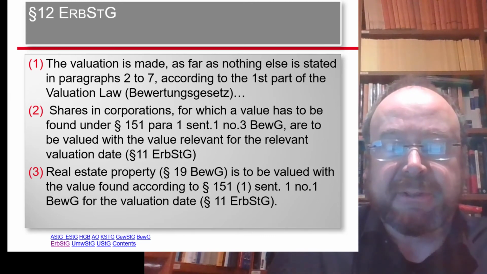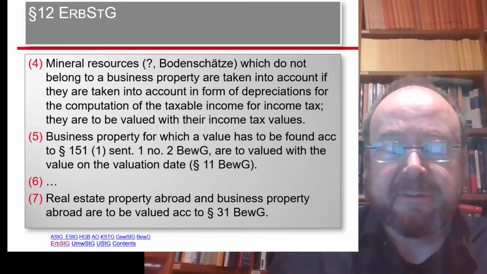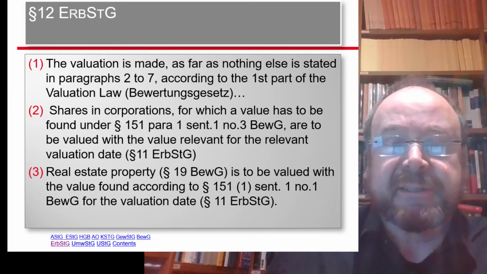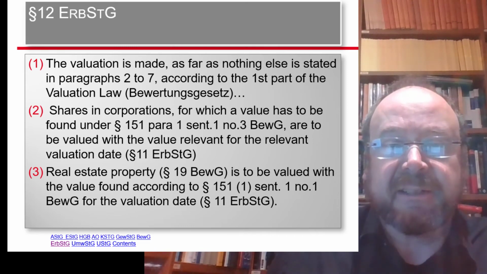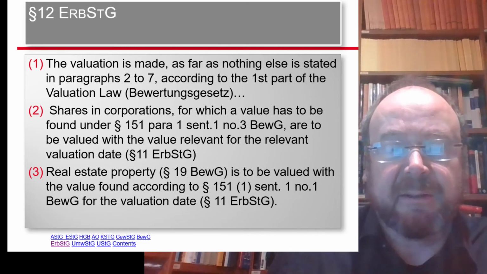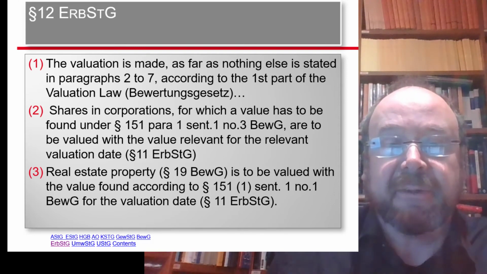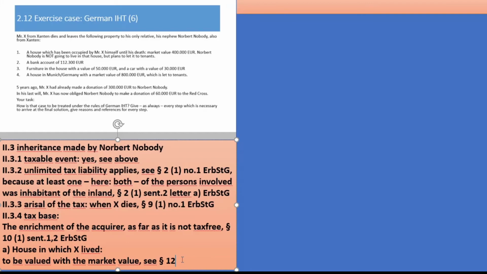Inland real estate property 12.3, foreign real estate property 12.7. So this is the reference which we need. The result of the valuation is already given in the task, so we need only the reference here to the legal sources. So what we can do now is we can simply go on.